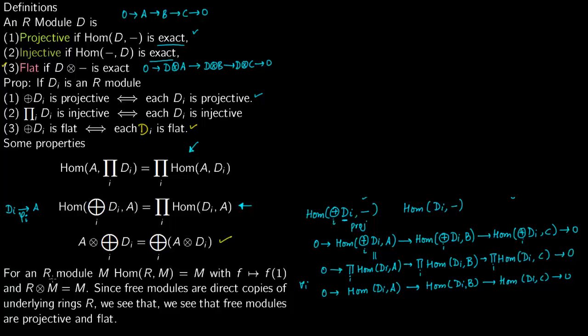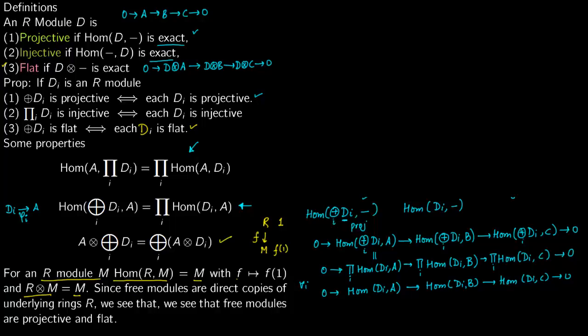Now, an important result is this: if you have an R module M, then the homomorphisms from R to M is just M. So say this is some map f, an arrow from R to M. What it does is take 1 and evaluate it at f of 1. Obviously, you end up in the module. So Hom(R, M) is just M, with f getting evaluated at f of 1. And R tensor M is just M. This is from the tensor product.